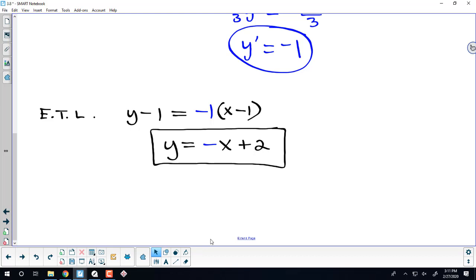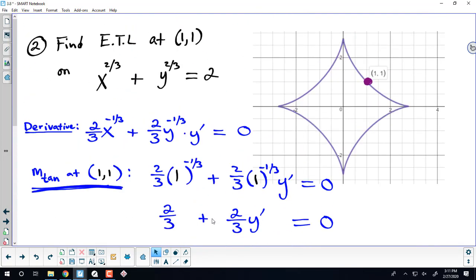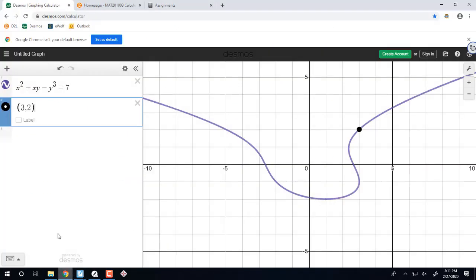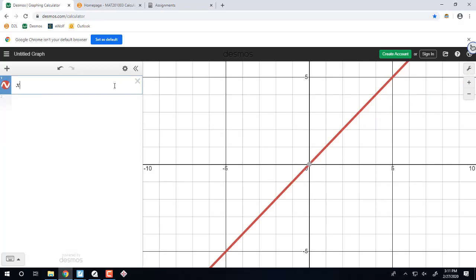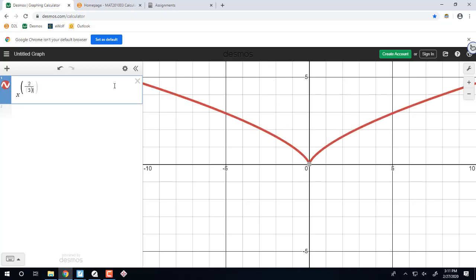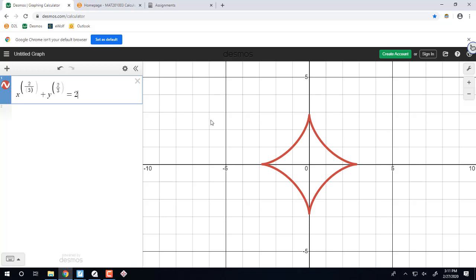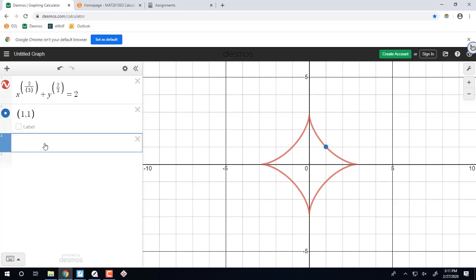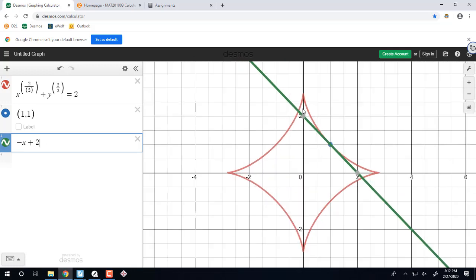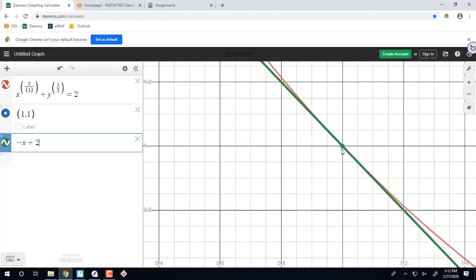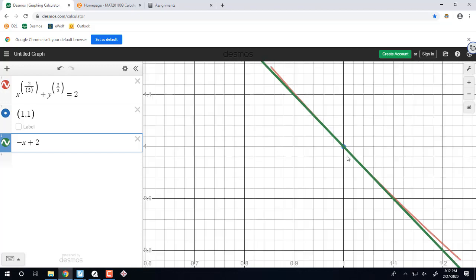So, a lot of these things aren't functions. This is definitely not a function. So we found that equation to be -x plus 2. I mean, it crosses here and here, but at that value, we know exactly how steep that is. It's -1.